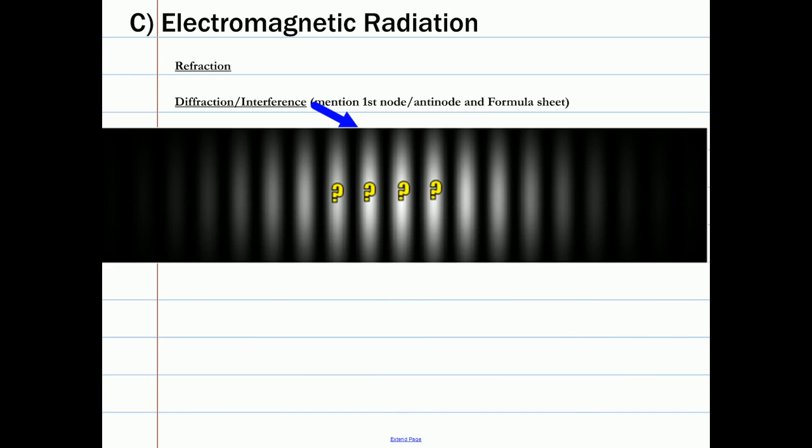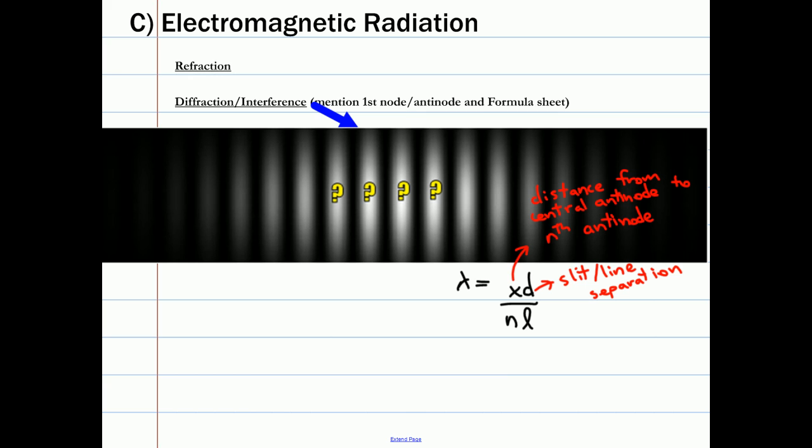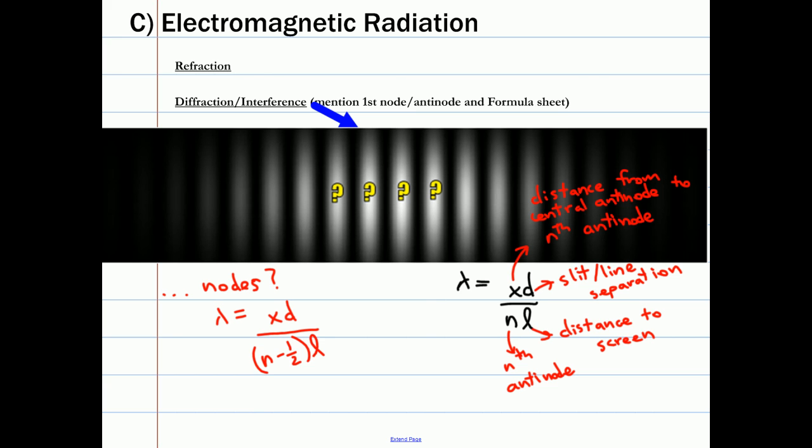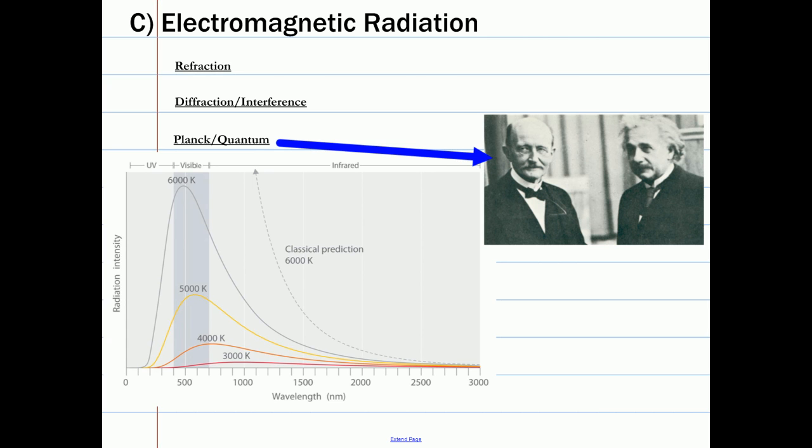It may actually be a bit difficult to tell which antinode is the central one when you examine an interference pattern up close. Any one of these might be at the center. We can at least simplify our lives a bit by using this equation. Thankfully, no angle measurements required here, where x is the distance from the central antinode to the nth antinode, d is the slit or line separation, n is the nth antinode, and L is the distance to the screen. If we want to know the formula for the nodes or the dark bands, we just sub in n minus 1/2 for n.